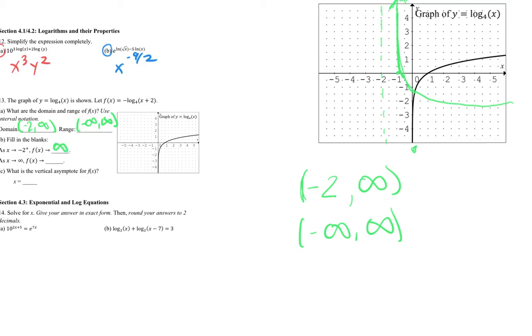Okay, and then as x approaches infinity, where does f of x approach? So as we're going to the right as far as we can go, we can see that this graph is going to go down indefinitely. So we're going to say negative infinity. Great. And then our vertical asymptote. So remember, we're shifting our asymptote, so we shifted it to the left. So 1, 2. So our vertical asymptote is going to be -2.